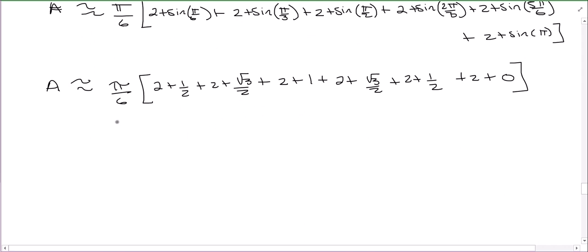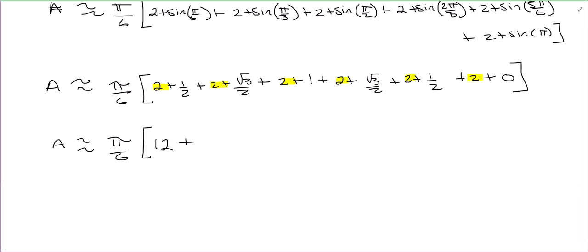And combine whatever like terms you can combine. So let's see, what can we combine? We can combine, so that's 2, 4, 6, 8, 10, 12. Makes sense because we were adding it 6 times. So 12 plus, and then you have your 1/2.